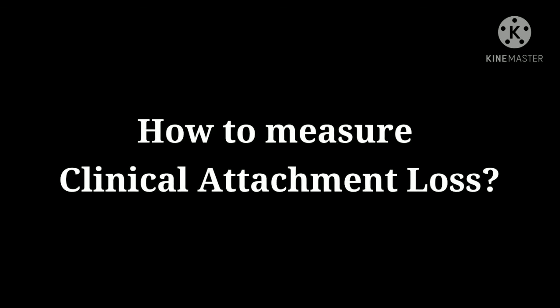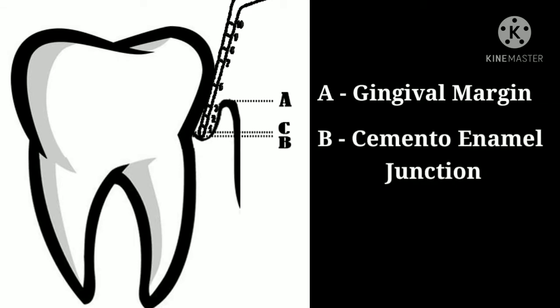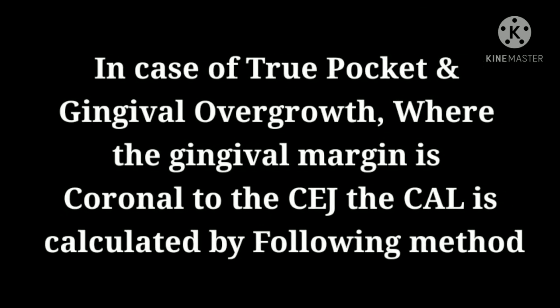Now, let us see how to measure clinical attachment loss. The reference points for measuring clinical attachment loss are: point A, gingival margin; point B, cemento-enamel junction; and point C, junctional epithelium. In case of a true pocket and gingival overgrowth, where the gingival margin is coronal to the cemento-enamel junction, the clinical attachment loss is calculated by the following method.